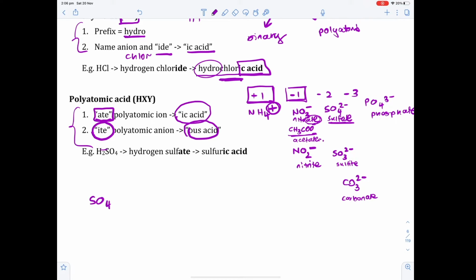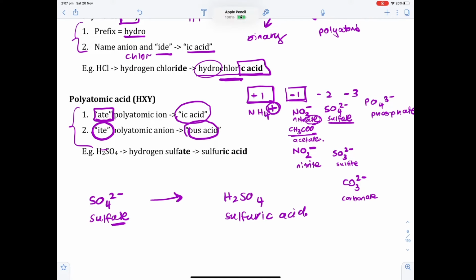If it was SO4 2 minus, that's sulfate, what acid would it become if it was bound to hydrogen? Yeah, so you go sulfur, and instead of writing the -ate, you go to -ic acid. You guys see that? So now what I'm going to do is pick random people and ask you what you'd call these acids.